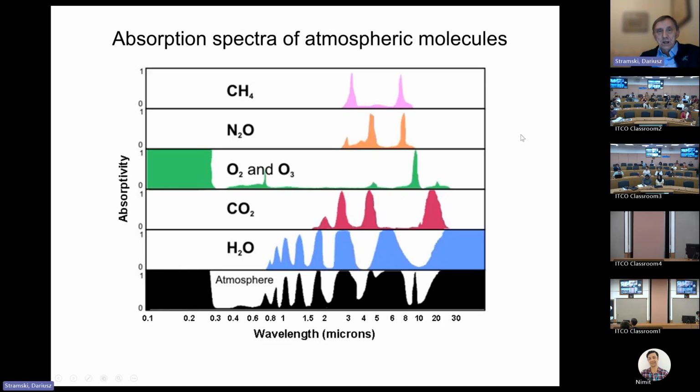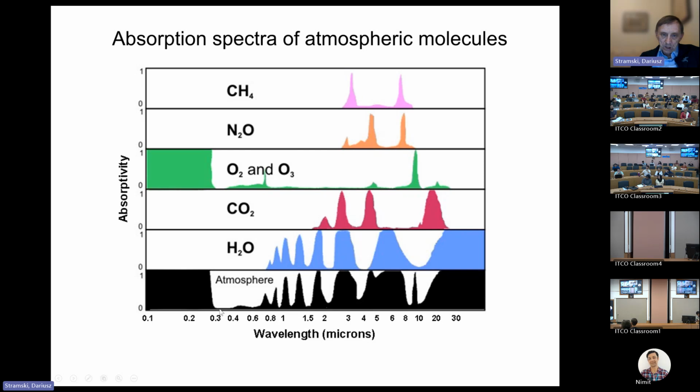And this is another schematic illustration of absorption spectra of relatively simple atmospheric molecules. So you can see CH4 and N2O, oxygen and ozone, CO2, water vapor, and across the spectrum from UV, visible 0.4, 0.7, so it's right here. You can see the vertical axis is essentially absorption. It's not transmittance, but absorption.